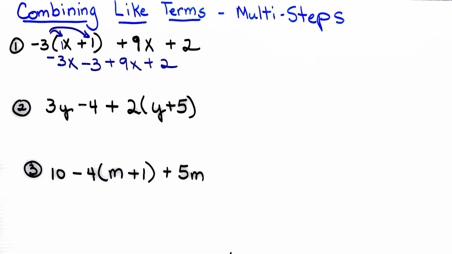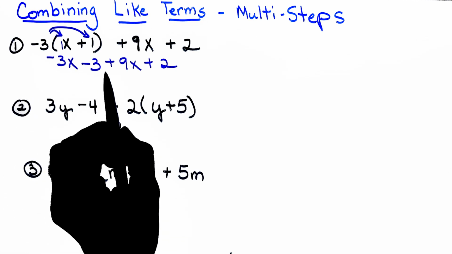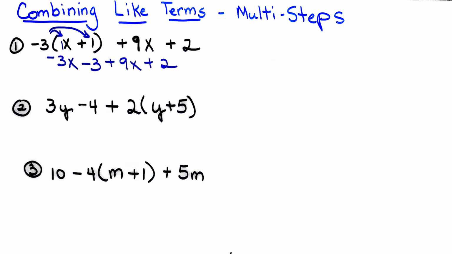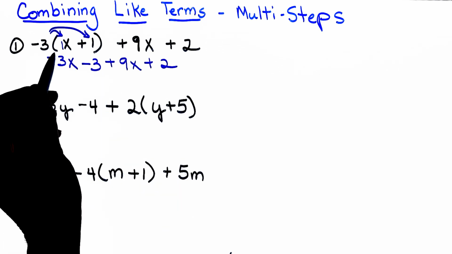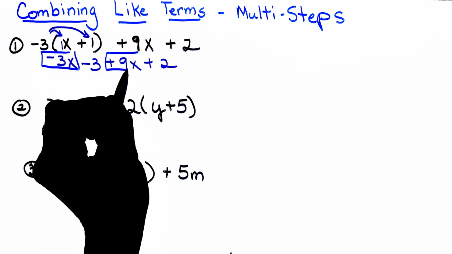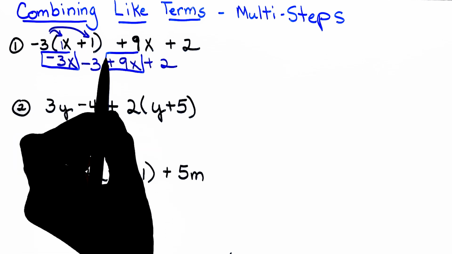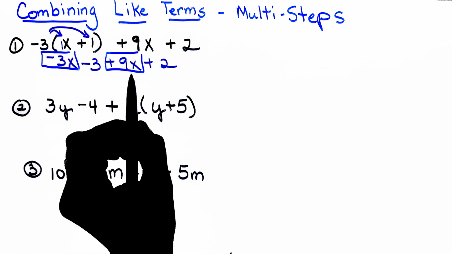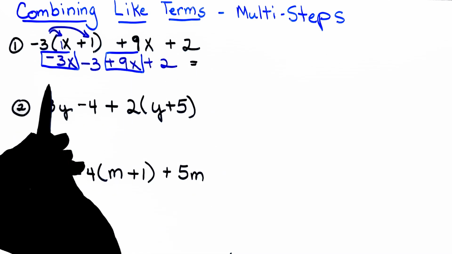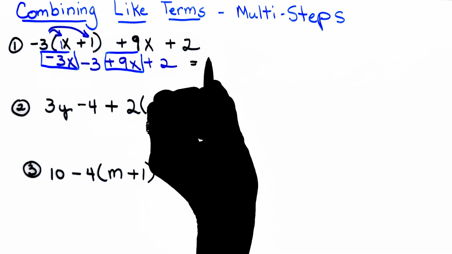Well, I see that I do have a couple of x's. I do have some numbers. So I'm going to start by putting together the x's, and I'm catching the sign in the front of those x's. So looking at that problem, I have a -3x plus a 9x, which we know is equal to -3 plus 9, which is a 6x.